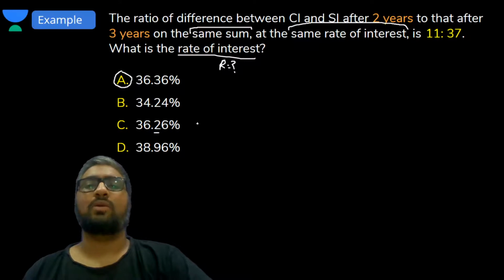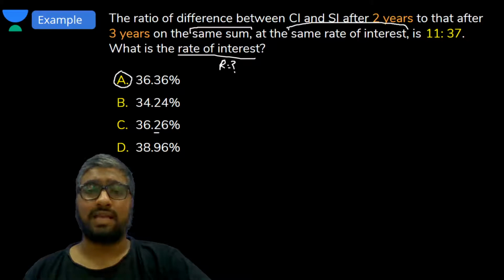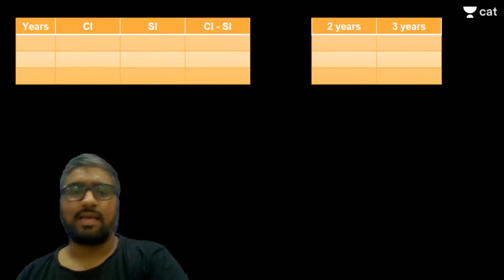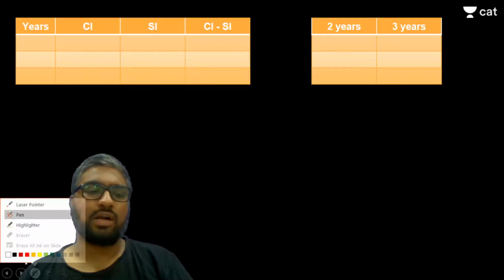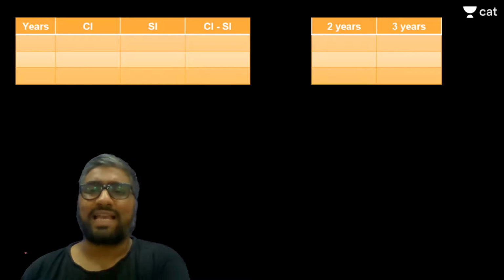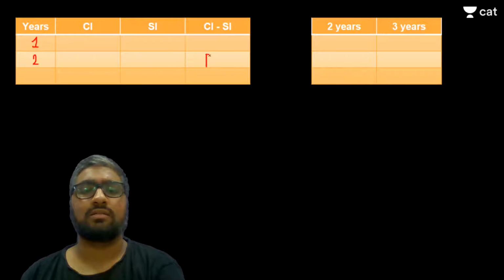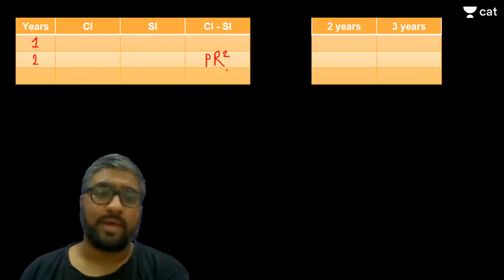Okay, let's look at this question. So what do we know? We know that the difference of the simple interest and compound interest is given to us, but in terms of ratios for 2 years and 3 years. So what do we have to do? Let's try and work it out. For the second year, we just did the difference in the interest, which was PR square.